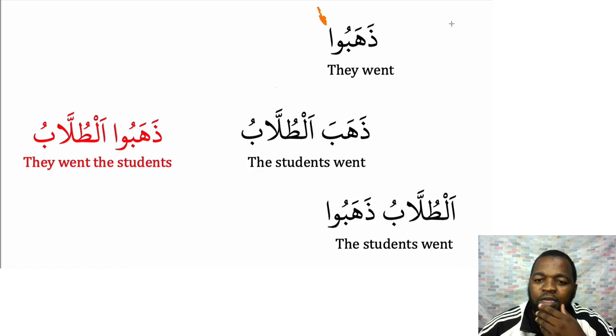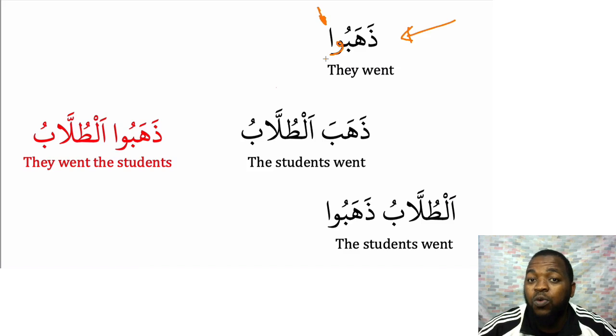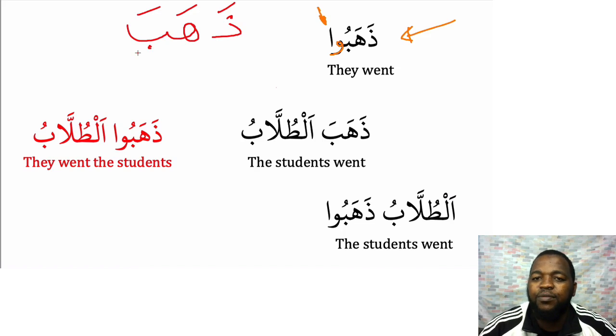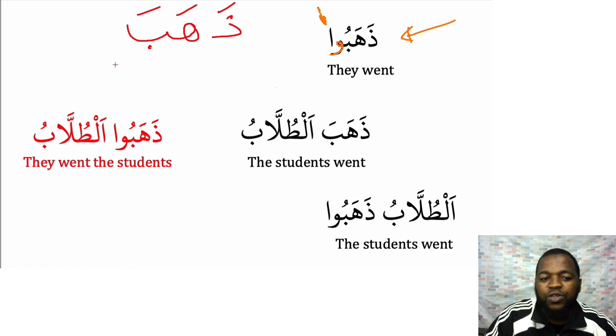All right, so when you see this, you just need to know that this wow is the doer, the subject, the doer of the action. Dhahabu, the verb is dhahaba, and wow here is the doer, the subject. Great. Now we have here dhahaba. Let me first write here dhahaba, like this. Here, where is the verb dhahaba? Where is the subject? The answer is, it is hidden.